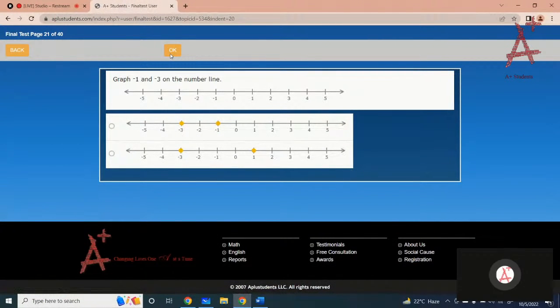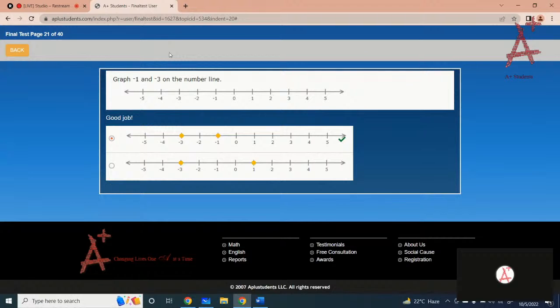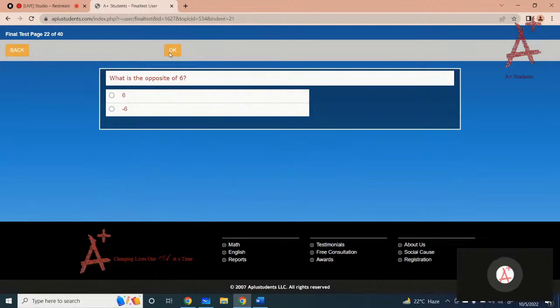Okay, graph negative 1 and negative 3 on the number lines. So which number line represents the correct option? The first one or the second one? Yes, it's the first option. Okay, so you can complete the test later today. I'm just moving on to the next topic. Got it? So please complete the test by yourself.